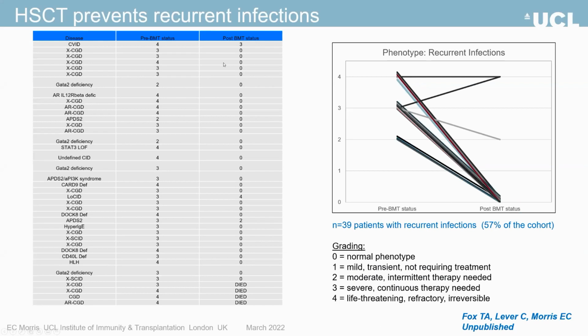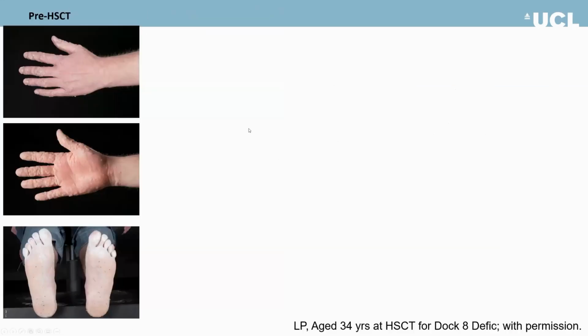We were also able to demonstrate that allotransplant in the vast majority of patients prevents recurrent infections, with pre-transplant status and post-transplant status. And an example here is a patient, with permission, with DOCK8 deficiency, a 38-year-old man who pre-transplant had very severe HPV-positive cutaneous warts affecting both hands and feet. And it doesn't project very well, but he has confluent warts on the soles of his feet.